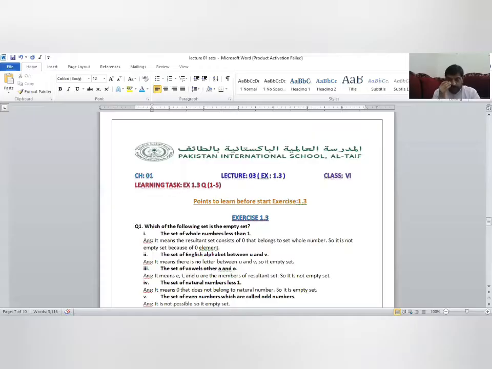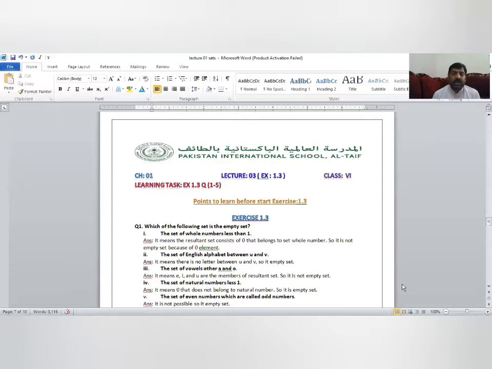Exercise 1.3. Let us see page number 11, exercise 1.3 in your book. Dear student, here I am going to start exercise 1.3. Question number 1: which of the following sets is the empty set? Now, first we must concentrate on the definition of the empty set. A set containing no element is called the empty set. Now here we will study the statement, and then we have to concentrate: is there a possibility of any number, any value? If there is, then we will say it is not an empty set. Otherwise, if there is no value or element, then we will say that it is the empty set.